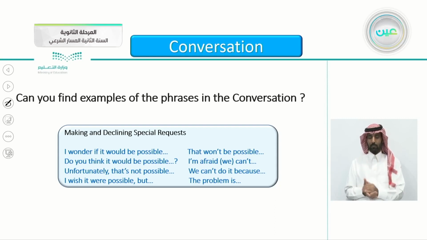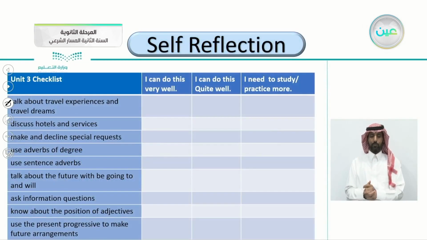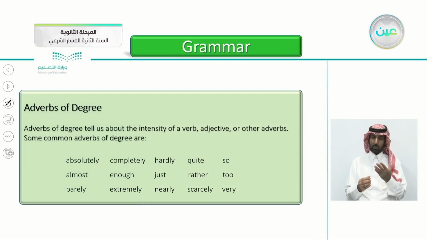So this is making and declining special requests. Also here he says, I wish it were possible, but we can't. You called the reception, or the room service maybe, and then they replied, sorry, we can't. And if you remember the next part, use the adverbs of degree and also the sentence adverbs. If you remember the adverbs of degree here, absolutely, completely, hardly.